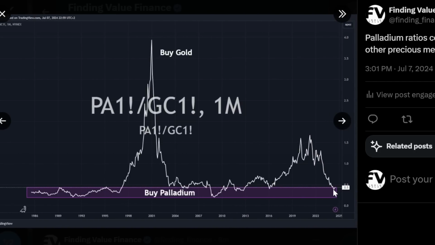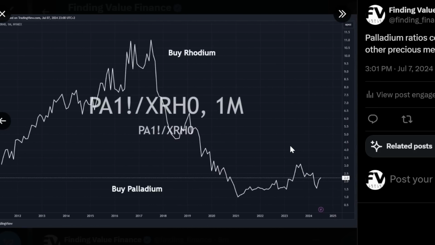And then we've got palladium versus gold. Again, we're starting to go back into that buy palladium zone. We definitely had a buy gold zone in 2000. Gold was the purchase in 2000, same with silver. And we've come all the way back down into the buy palladium zone, but I don't think we've bottomed yet. I think we're going to need different market conditions, and I think it's prime for gold and silver to continue to outperform. And then buy rhodium and buy palladium at the bottom here.